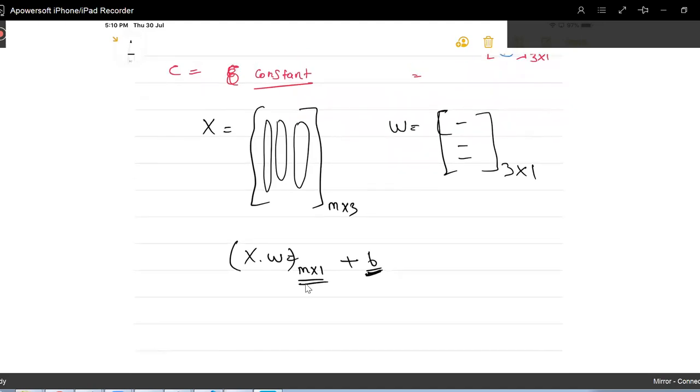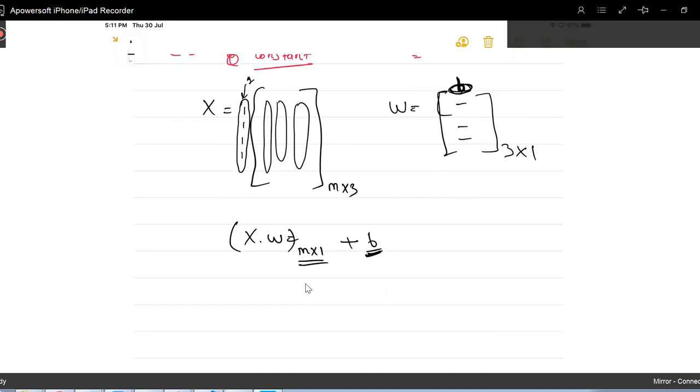Now what will I do? In this x I will add another column which will contain 1 only. And in this weight, the first entry I'll write bias over here. So what will be the dimension of this x now, if I add a column in front of it? m into 4. And for this weight, what will be my dimension? This will be 4 into 1.